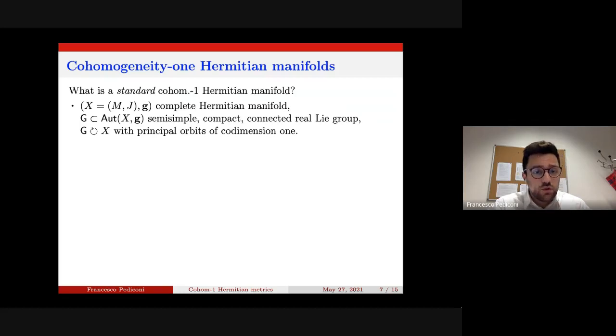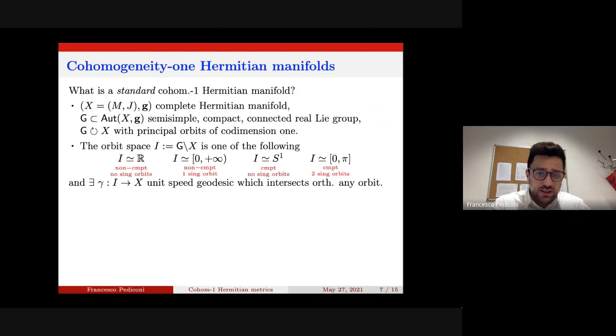And you also assume that this group has principal orbits of codimension 1. So if you look at the orbit space, the quotient X mod G, then this orbit space I is necessarily one of the following 4 possibilities. If the manifold is non-compact, then the orbit space can be either R or the half line 0 plus infinity. In the first case, you have no singular orbits, so all the orbits are principal, while in the second case, you have one singular orbit which corresponds to the boundary point 0 of the interval.